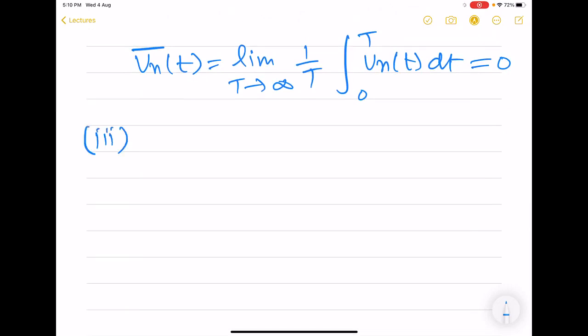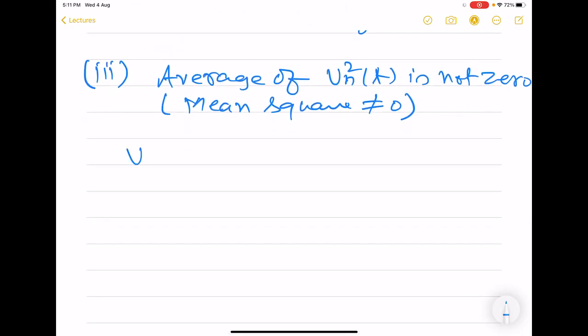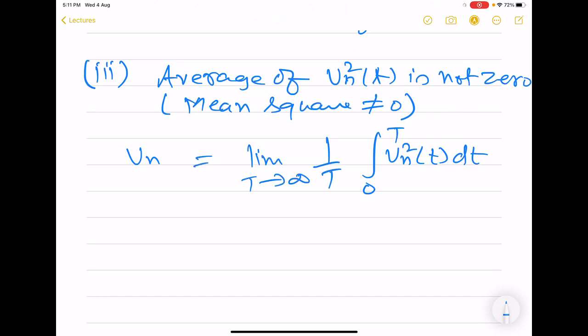Now the third property, which actually allows us to deal with the noise produced by a resistor in a circuit, is that the average of the square of this voltage is not 0. So we say that mean of square is not equal to 0. How do we find out the mean square? Similar to what we did for average, first we have to square it and then take the mean average. So this is the mean square value, and this is not equal to 0.